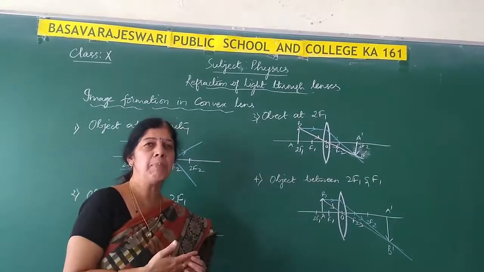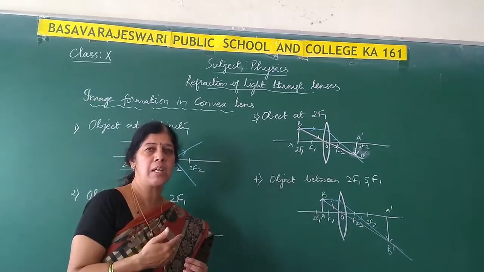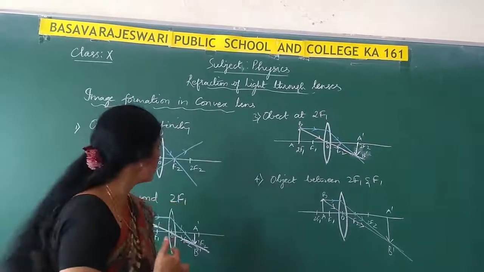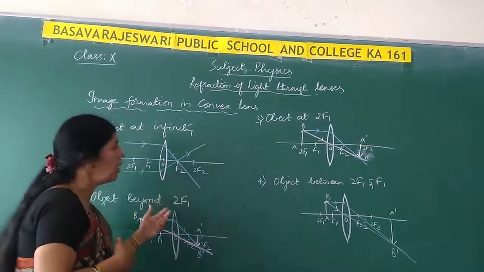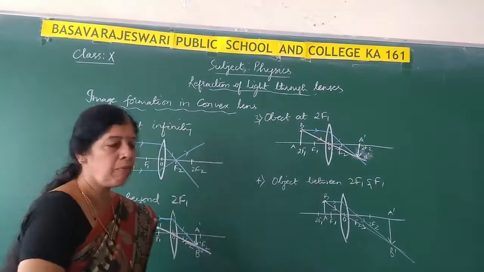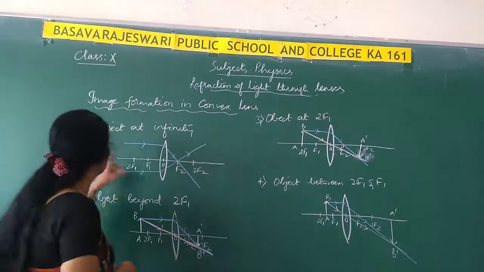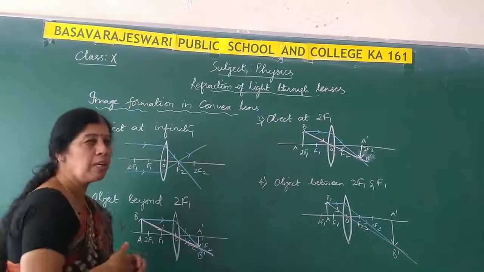After getting the images, what will we do? We will start studying about the characteristics of these images. Understood? Here I have taken 4 cases where I have placed the linear object. The first case is object at infinity.